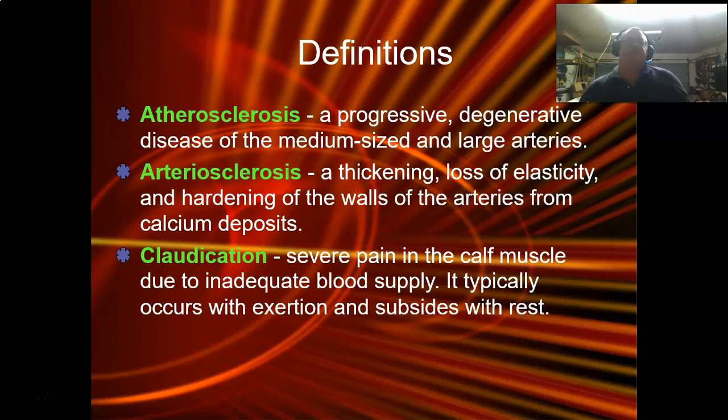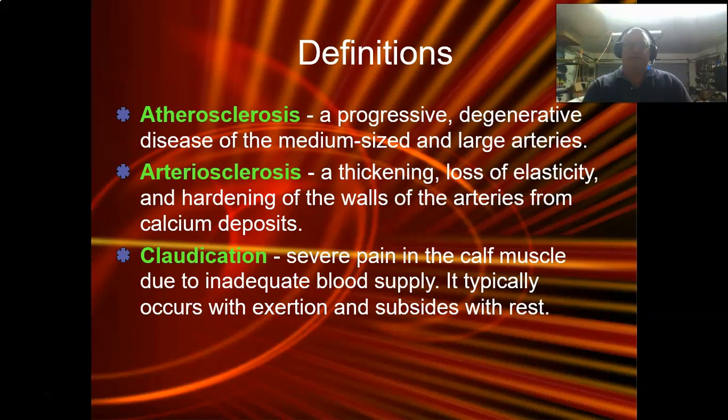Atherosclerosis and arteriosclerosis, a lot of times these terms are used simultaneously. But atherosclerosis is progressive and degenerative of the medium-sized and large arteries, whereas arteriosclerosis is a thickening and a loss of elasticity, a hardening of the walls. Atherosclerosis is a form of arteriosclerosis, okay? But remember, they all have to do with the arteries, okay? And what happens is you get calcium buildups, usually triglyceride or cholesterol buildups in there.